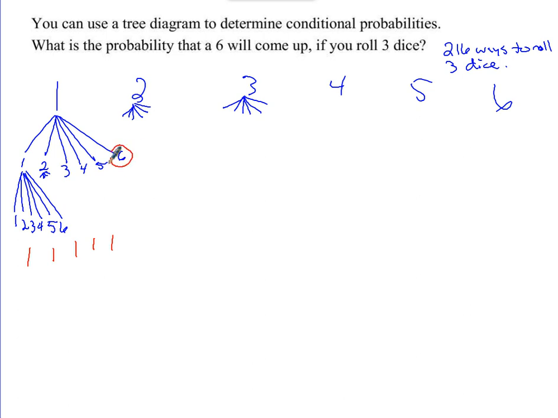Because of that 6 right there, that's already a win, right? So does it matter what comes up on that third die? No. All 6 of these that would branch down from here are already wins because I've already gotten my 6, which means that all 6 are wins. How many wins do I have if my first roll is a 1? 6, 7, 8, 9, 10. There's 11 wins if my first roll is a 1.